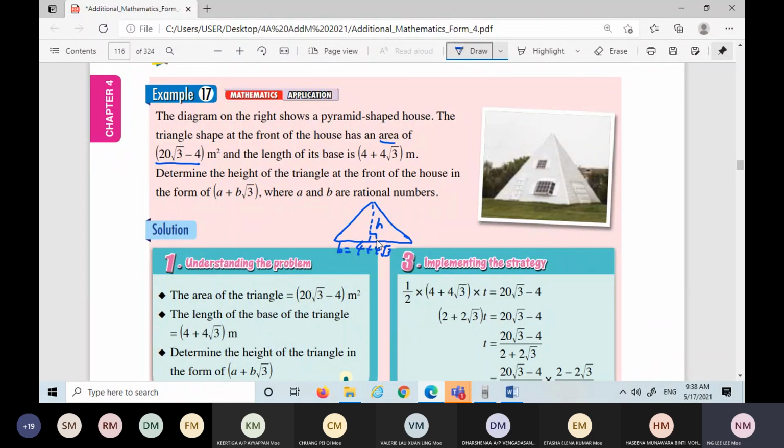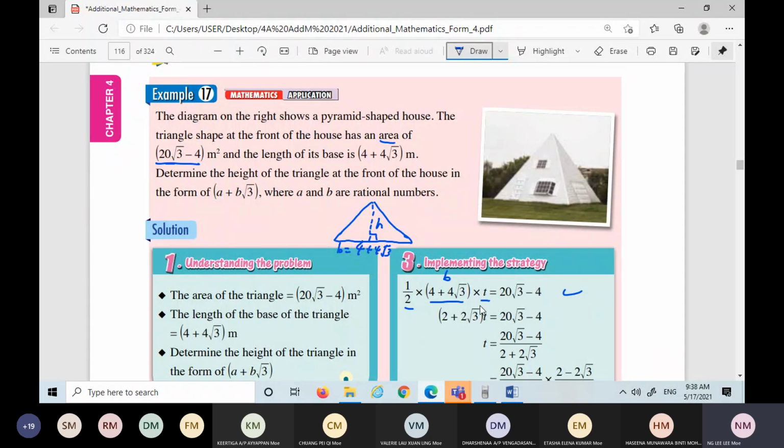Okay, then the base and the height are at 90 degrees. So it's very simple actually, these questions. Okay, so you see the solutions. We use the triangle formula, so half times the base times the height. Here the height they label with T. So the base here, this is the base, 4 plus 4 square root 3. Equals to, this is the area, 20 square root 3 minus 4.